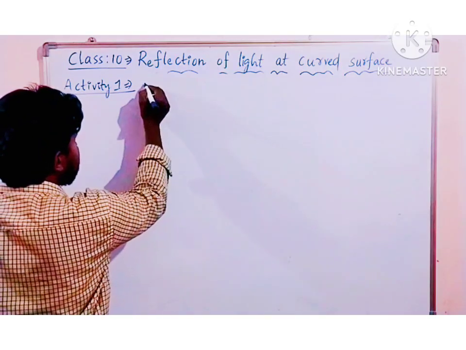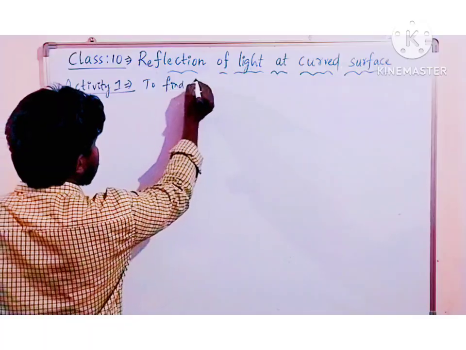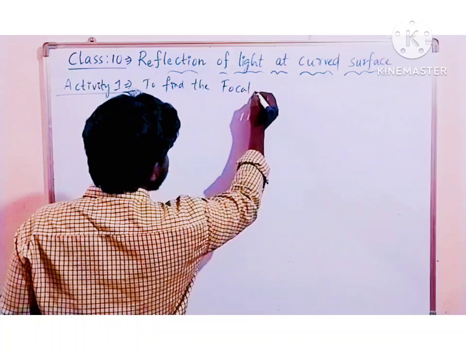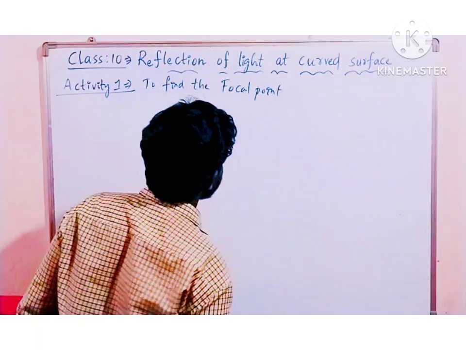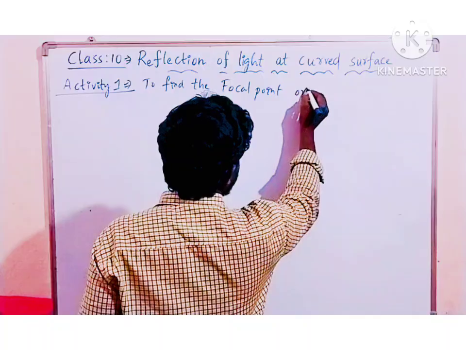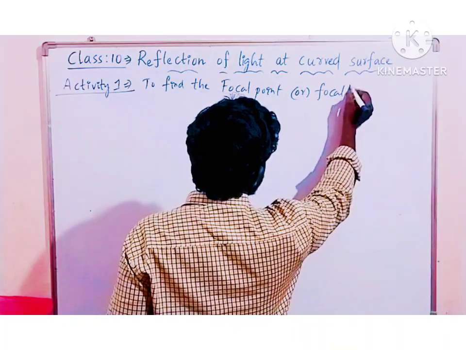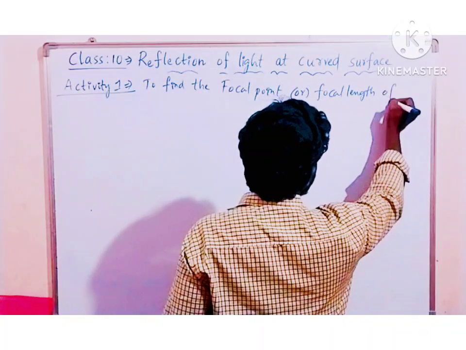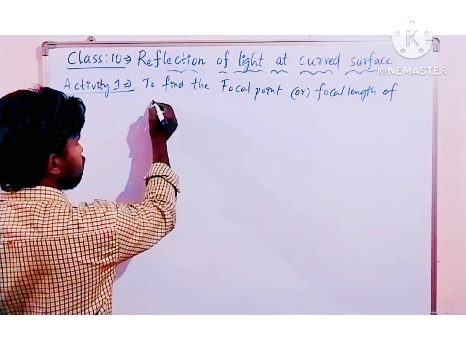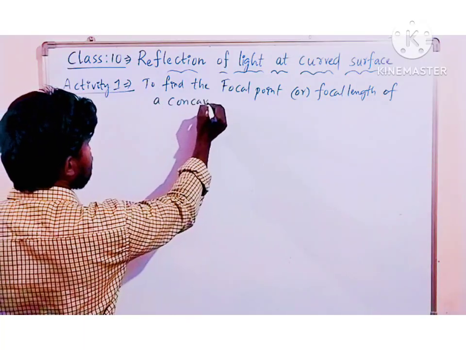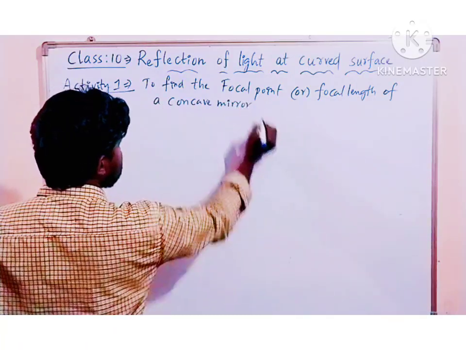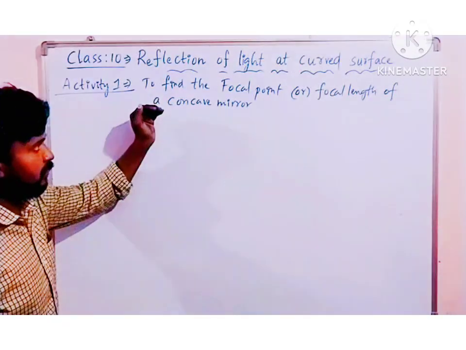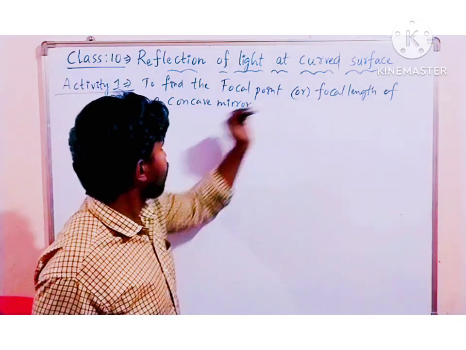What does activity 1 mean? Conduct an experiment to find the focal point, or focal length, of a concave mirror. Find the focal point or focal length of a concave mirror.